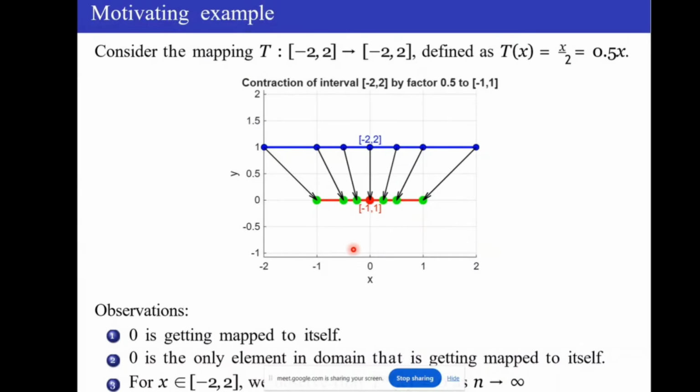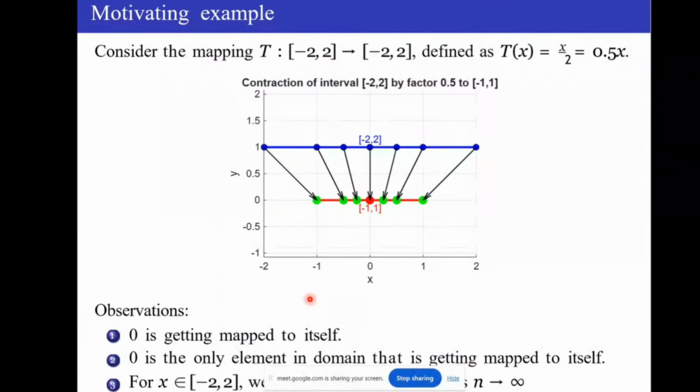There are mainly three observations. One is that there is a fixed point. Second, the fixed point is unique. And third, start with any point in the domain and keep on applying the contraction map on it, that is, apply T^n on x. As n tends to infinity, this sequence will converge to the fixed point.